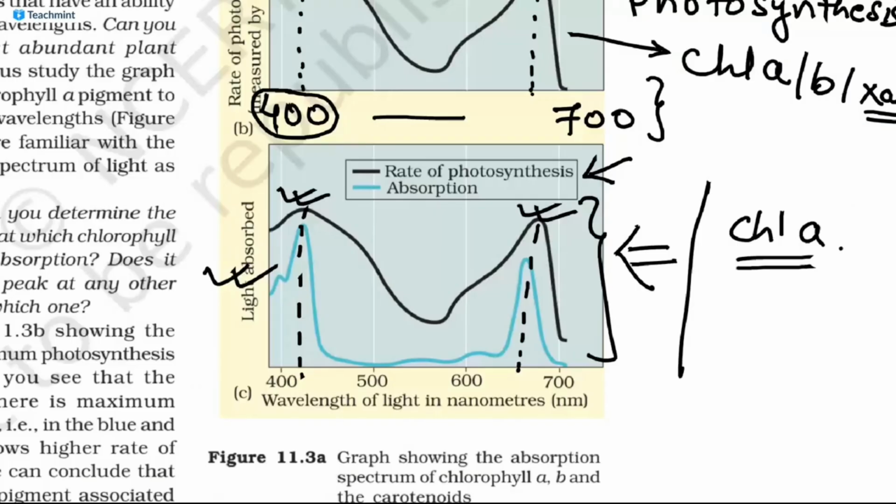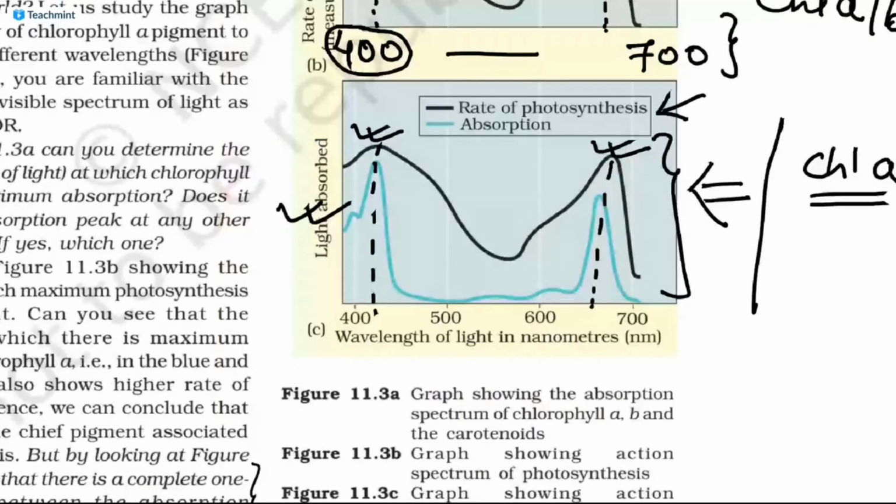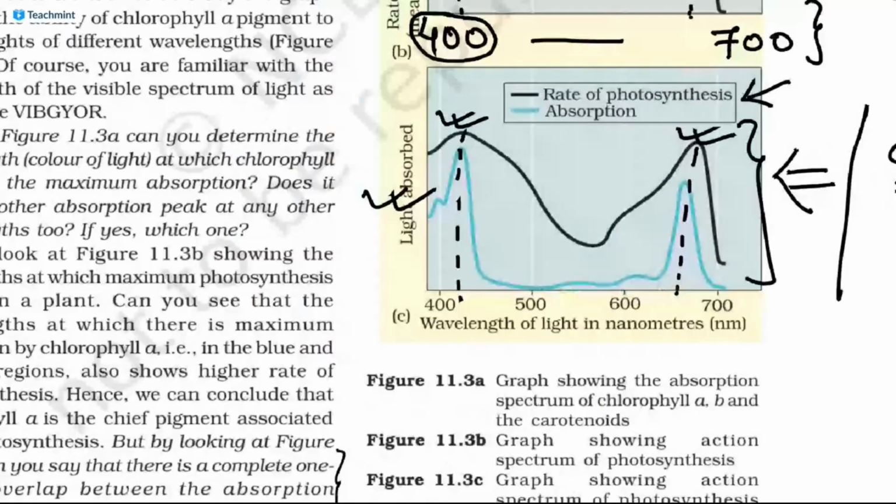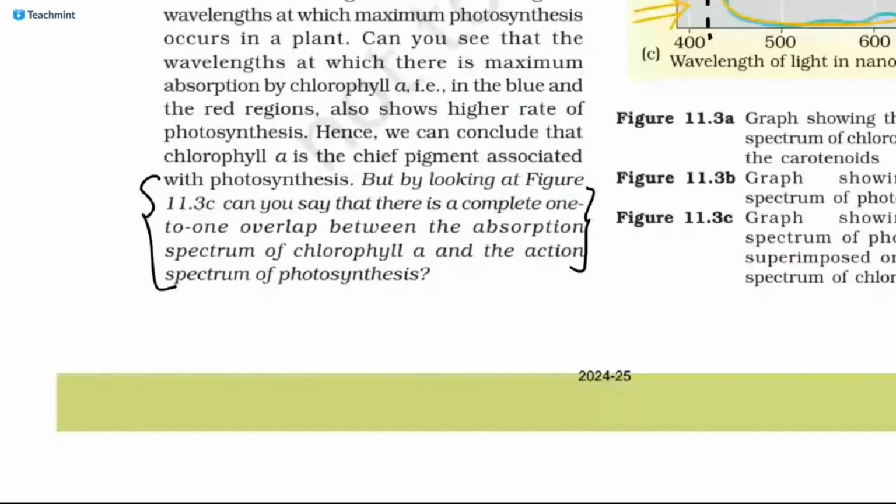Now here you see, is there a complete overlap? No, not complete, but they are similar. The peaks are almost matching, but there is not a complete overlap. See, this graph is like this, and this graph is something else. So there is no complete overlap. Understood? So if I ask you the answer to this question, you will say no, there is no complete overlap.